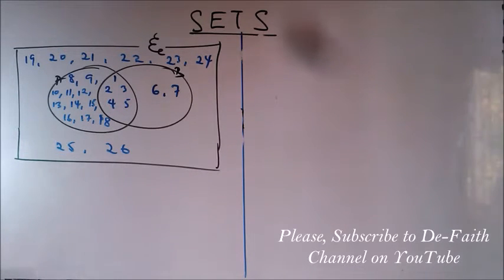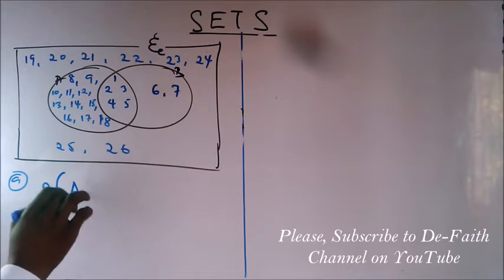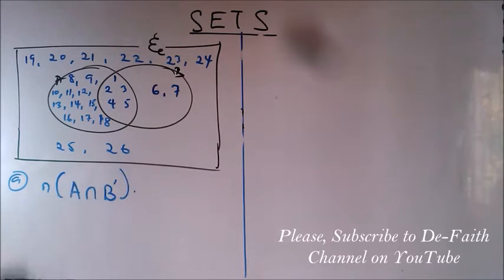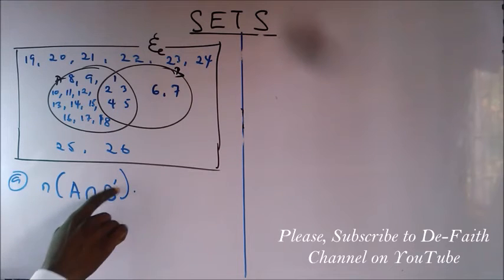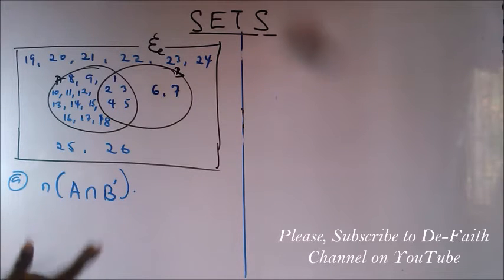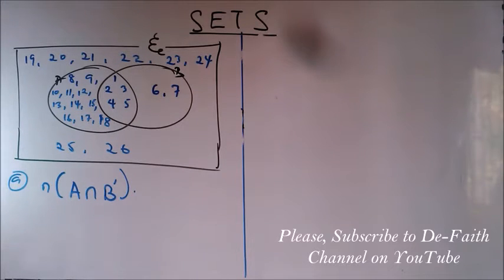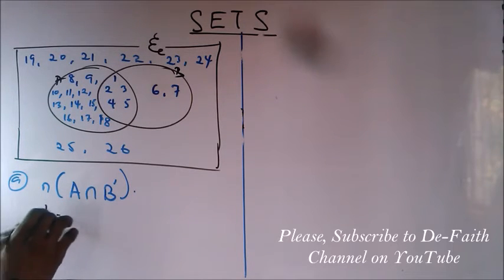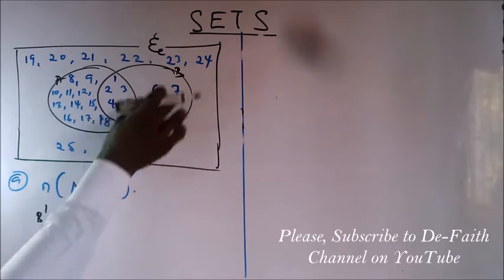Now the first part of the question says we should find the number of elements in A intersection B complement. What does this mean? We have A, the elements in A are all this. Intersection B complement. What is B complement? This is B. Then the complement of B.